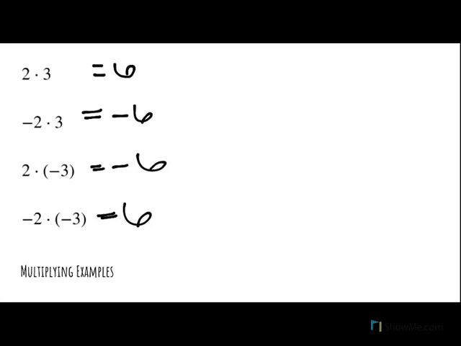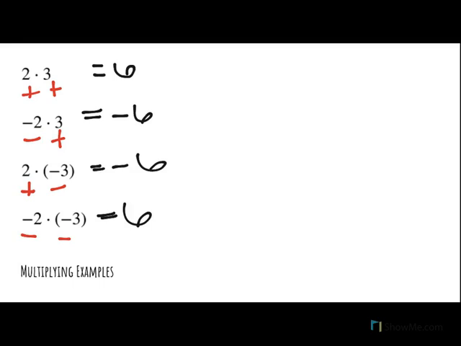All right, and when you do these, you should notice that your number for all of these is 6, but your sign is different. So the first one, we have a positive number times a positive number, and we get a positive 6. The second one, we have a negative number times a positive number, we get a negative. Positive times negative is negative, and lastly, negative times negative gives us a positive.